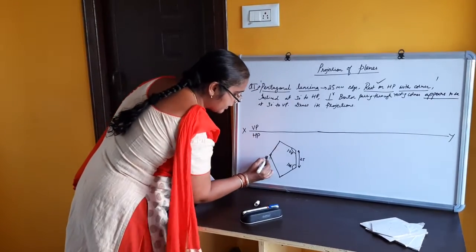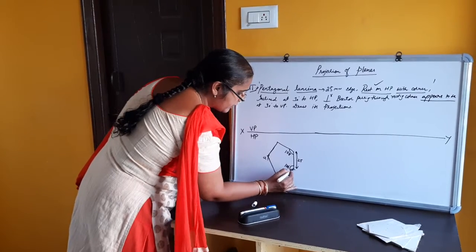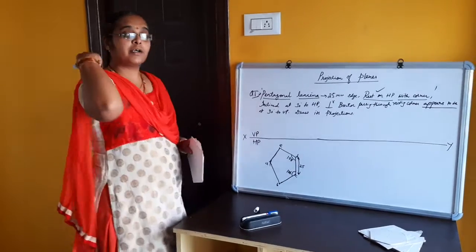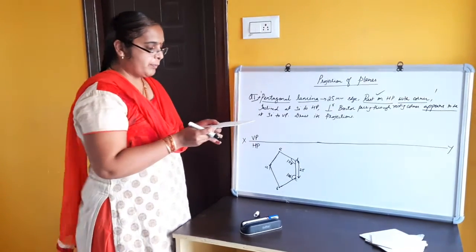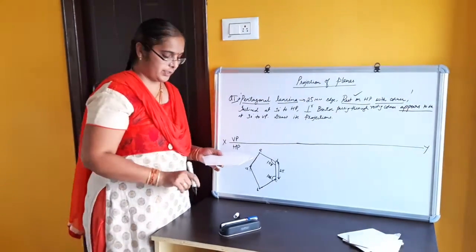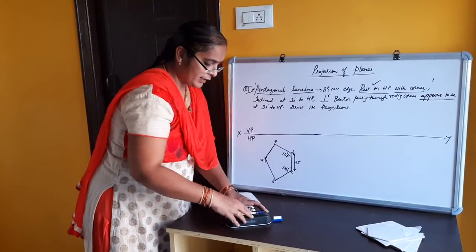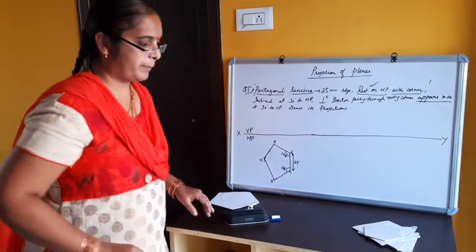So name them as A, B, C, D, E. This is the top view of the pentagonal lamina in the first stage. Okay. Let me draw the projection lines to get its front view.